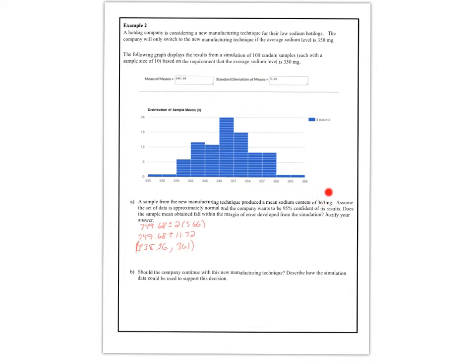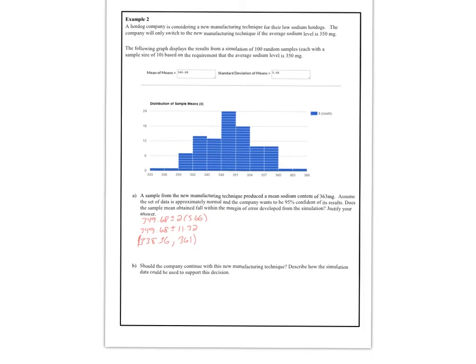So does 363 fall within? Does the sample mean of 363 fall within the margin of error? Well, here we have it, and the answer is no. 363 is not within, so we can just say no. So no, it's not within the margin of error. The abbreviation there, W/, is my abbreviation for with.